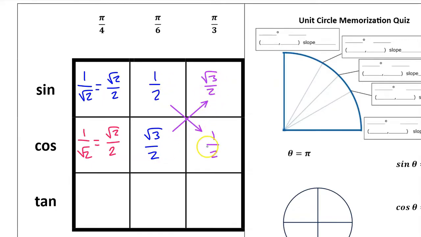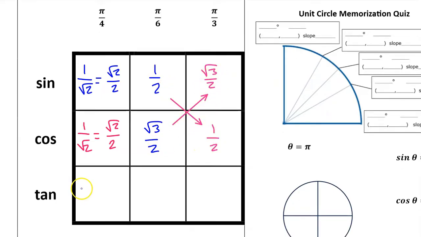These values just crisscross. You do not need to memorize the tangent values separately because tangent is just sine divided by cosine. I have it all lined up for you. So in this case, that is radical 2 over 2 divided by radical 2 over 2. A number divided by itself is 1. So the tangent of pi over 4 is 1.